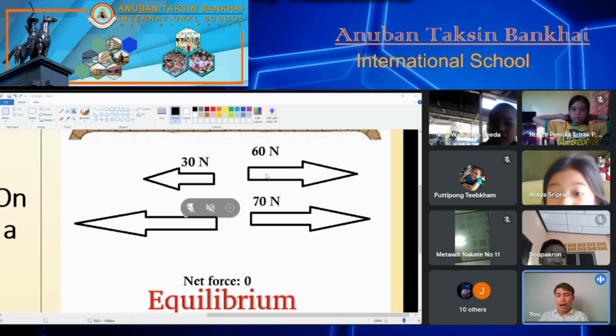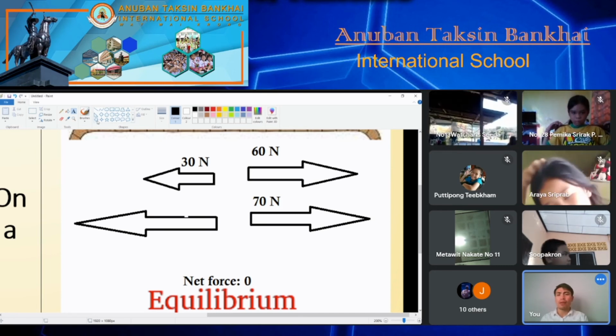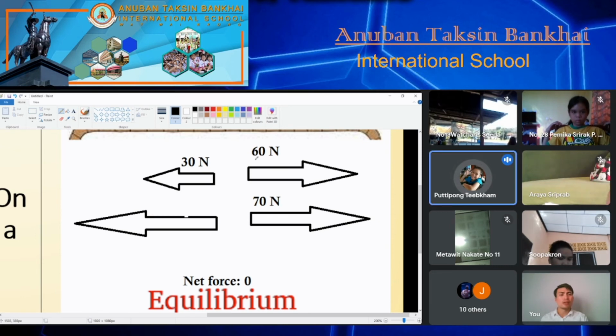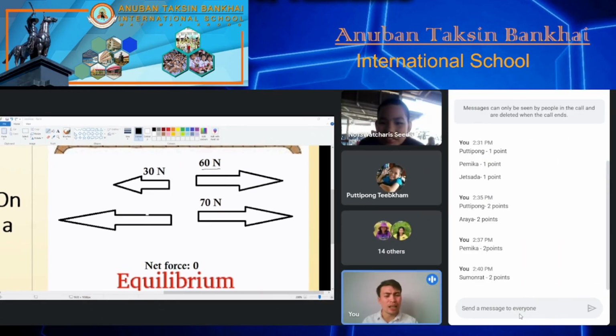Now, one person on the right has 60 Newton. Teacher, I know. You know now? What's the answer? Yes, 100 Newton. Okay, Putipong. Tell me why your answer is 100. Then I give you 3 points. Explain.